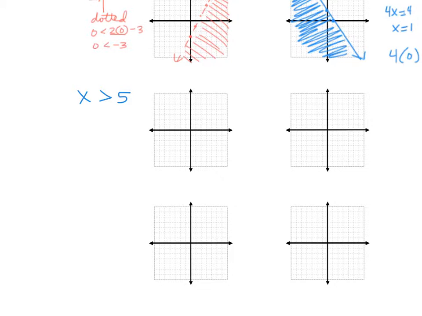How do you graph the line x equals 5? You do it up and down. It's vertical at 5, right? Is this solid or dotted? Dotted. This is dotted.